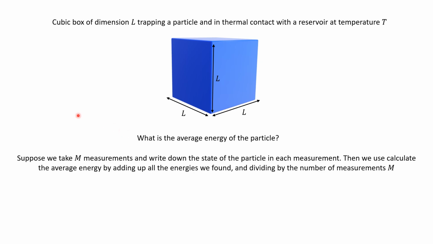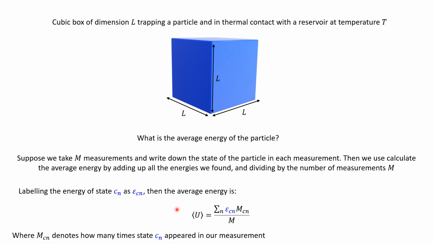In other words, we can suppose that we take m measurements, then we write down the state of the particle, and of course we write down the energy of the corresponding state as well. Then we can make a list of all the energies that we have measured and calculate the average energy by adding up all the energies we found and dividing this number by the number of measurements that we have taken. So mathematically, we can express the average energy like this.